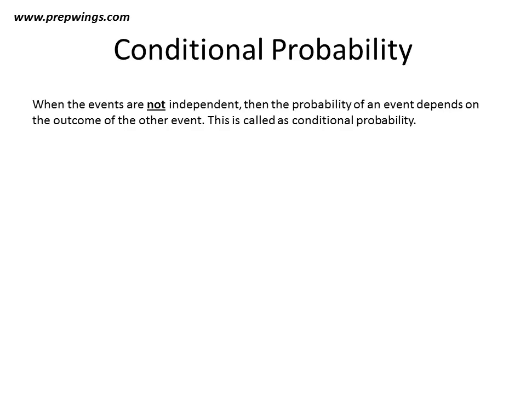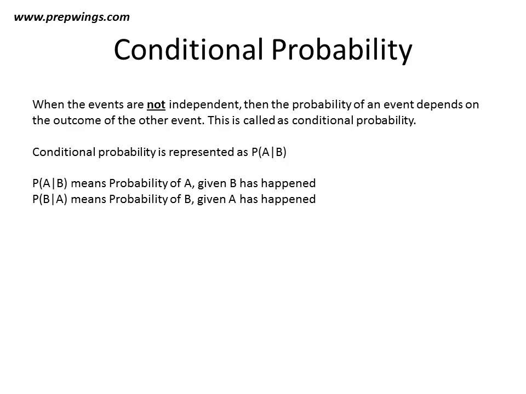Now we'll look at conditional probability. When the events are not independent, then the probability of an event depends on the outcome of the other event. Calculating this kind of probability is calculating a conditional probability, because then the probability of that event depends on the outcome of the other event. Conditional probability is represented as P(A/B) or P(B/A). Here P(A/B) means the probability of A given B has happened, and P(B/A) means the probability of B given A has happened.